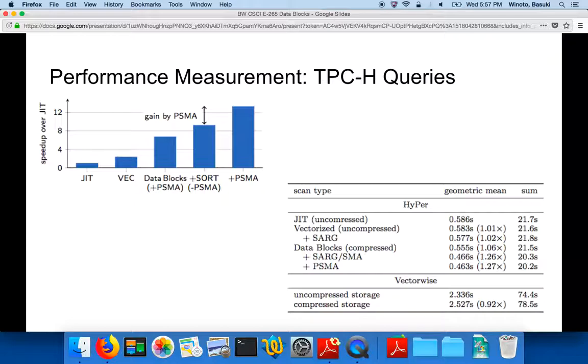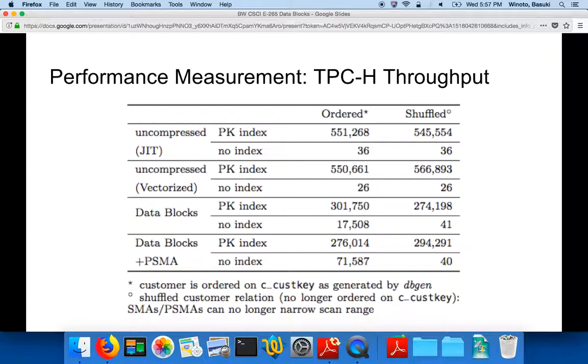the data blocks certainly is faster than regular uncompressed factorized and uncompressed just-in-time, with the just-in-time uncompressed as the baseline here, right? And if we compare Hyper with vectorwise, it certainly has a whole lot of benefits. It's a whole lot faster in general, right?